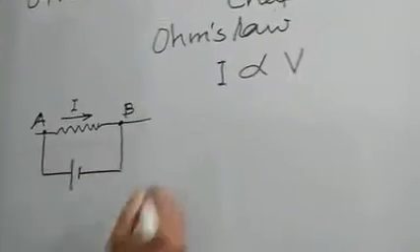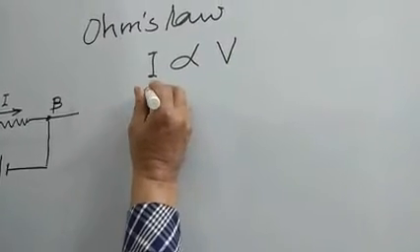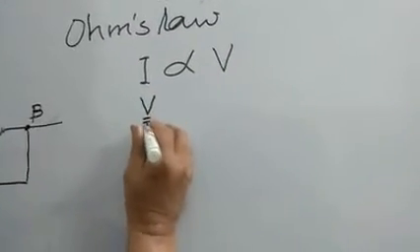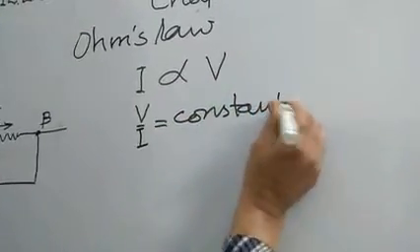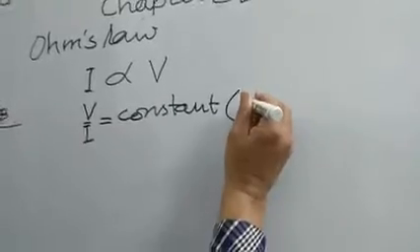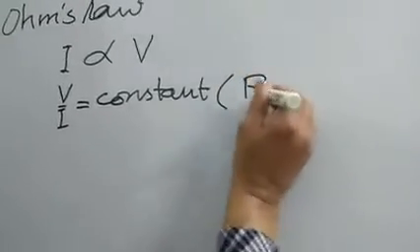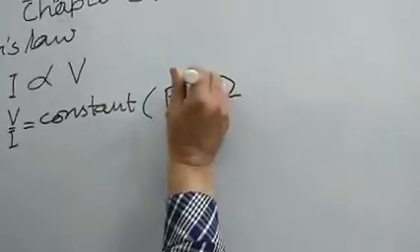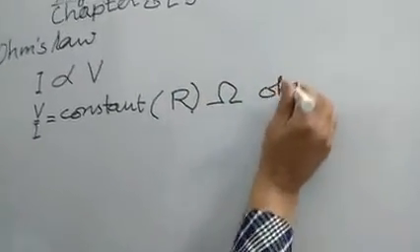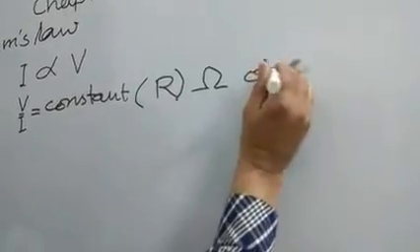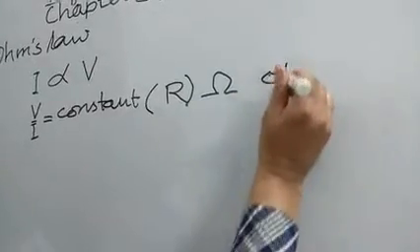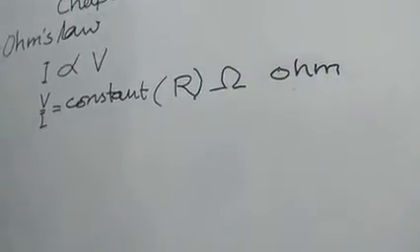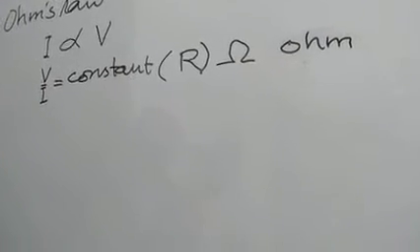And this is the law which then says that V upon I is equal to a constant. And this particular constant was called the resistance R of that wire, and it is measured in these units. Unit of ohm with a small letter o, represented by the Greek letter, the last Greek letter, omega.